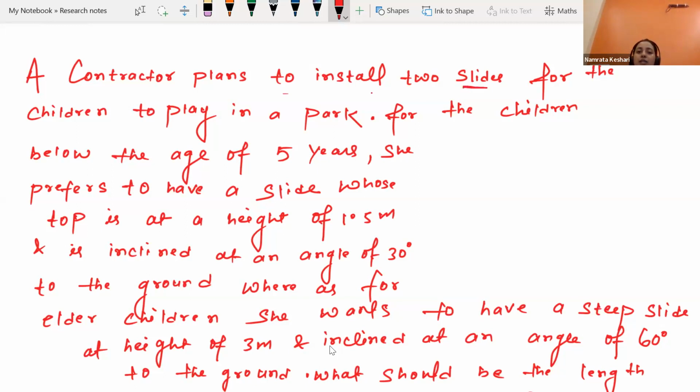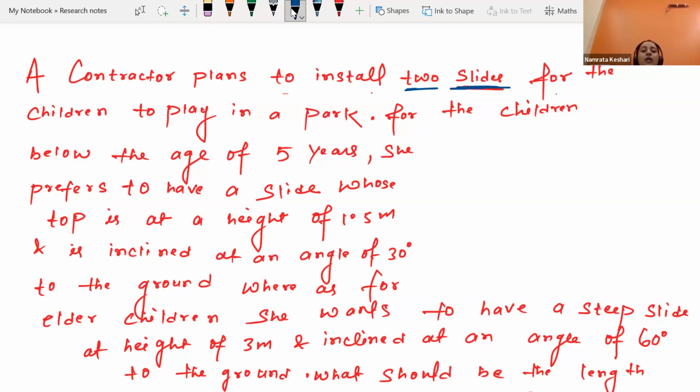Now think about it. How exactly does the slide look like? The slide which you must have seen in parks and all. We are talking about that slide. So a contractor is planning to install two slides. So far we understood there are 2 slides. How we will draw, we will think about that. Let's read the next few parts also.